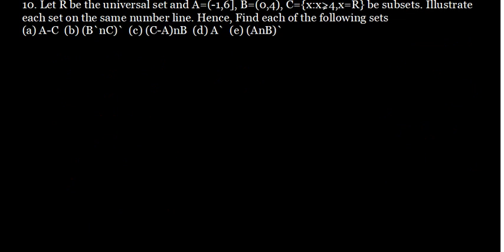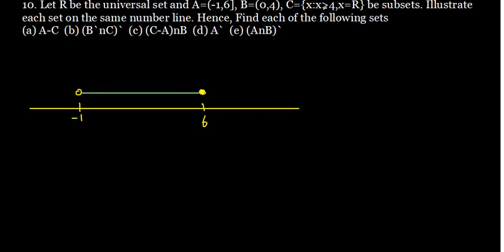So let's first illustrate each set on the same number line. So let's say here is a number line. We have got the set A, which is from -1. Let me put -1 here, up to 6. Now we can see we are not including -1, but we are including 6. Okay, so that's the set A. And then the set B is from 0 up to 4. So let's say 0 is here and 4 is here. And we are not including any end because we have used open interval brackets on both ends.